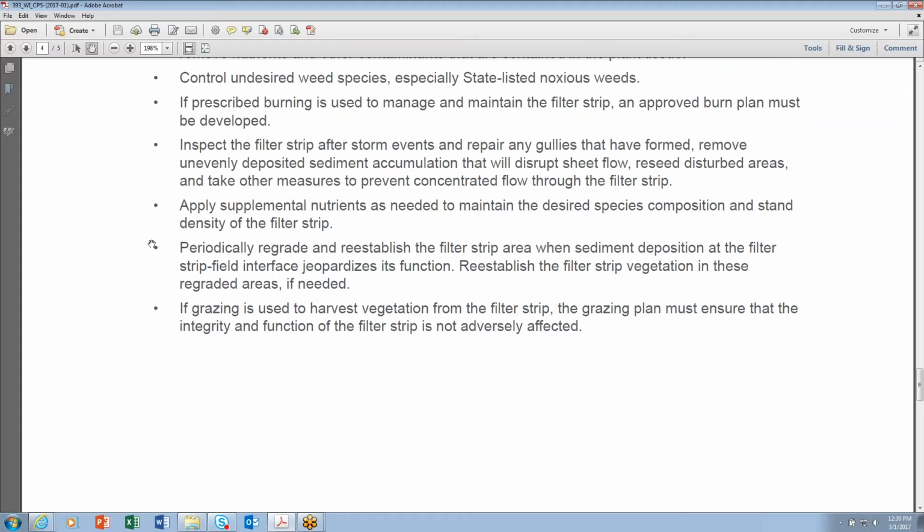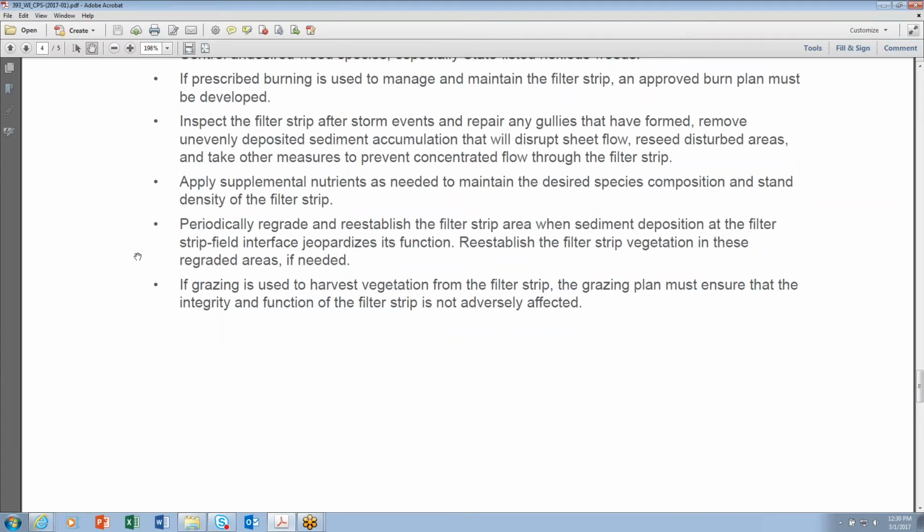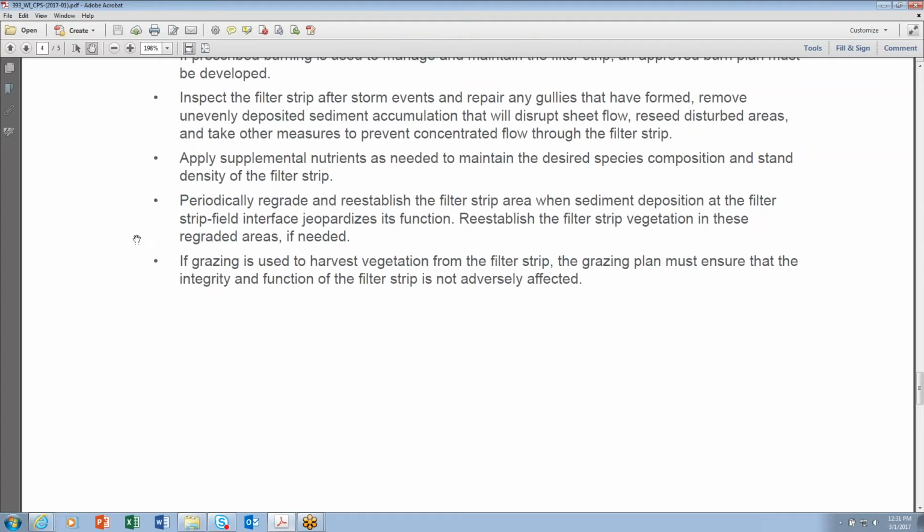Apply supplemental nutrients. I doubt that will be a problem in most locations, but obviously if we're seeing stress because we don't have enough nitrogen on the grass or whatever the case is, we need to be looking at that. We may need to regrade and reestablish the filter strip depending on what Mother Nature is going to do to us over those 10 years.